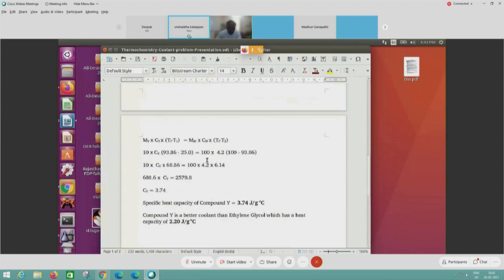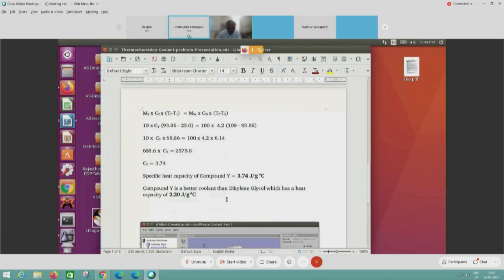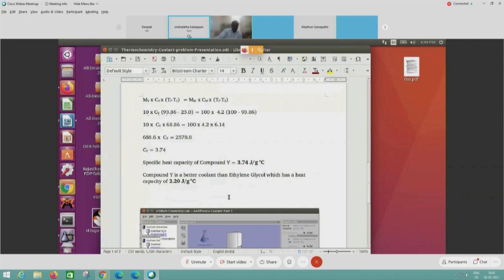And then when you calculate everything, we get the specific heat capacity of Y as 3.74. So the 3.74 is higher than ethylene glycol. So compound Y is a better coolant than ethylene glycol. So this is a very interesting problem. You can give it to your students just to learn the concept.